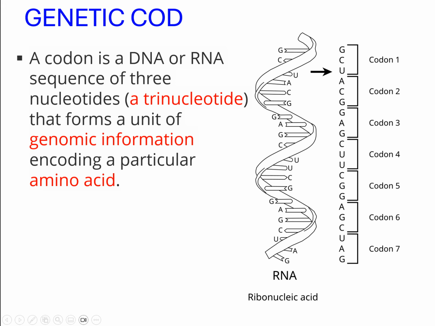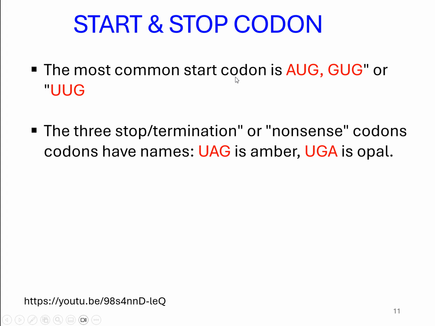And what is a genetic code? A genetic code is a sequence of codons, and a codon is made up of three nucleotides. We have different start and stop codons. AUG, GUG or UUG are the start codons. We will understand the start and stop codons when we study protein synthesis. The start and stop codons allow protein synthesis to start or stop at different time points.